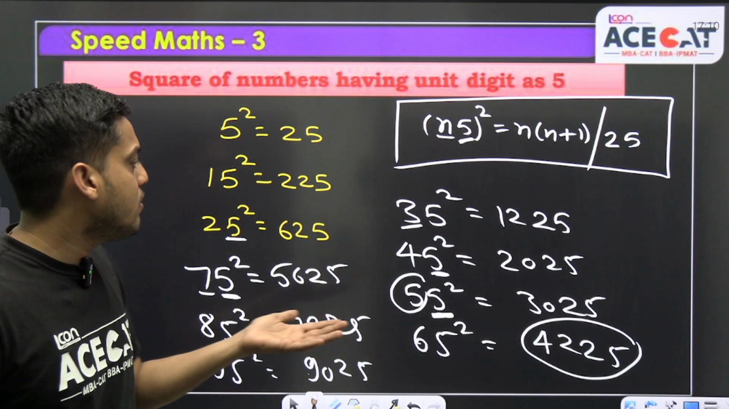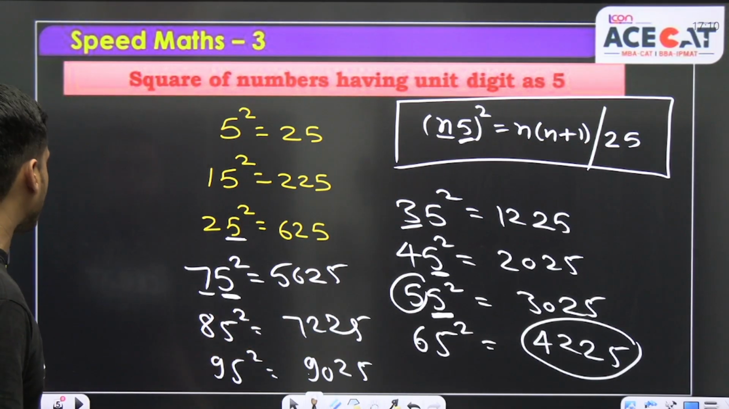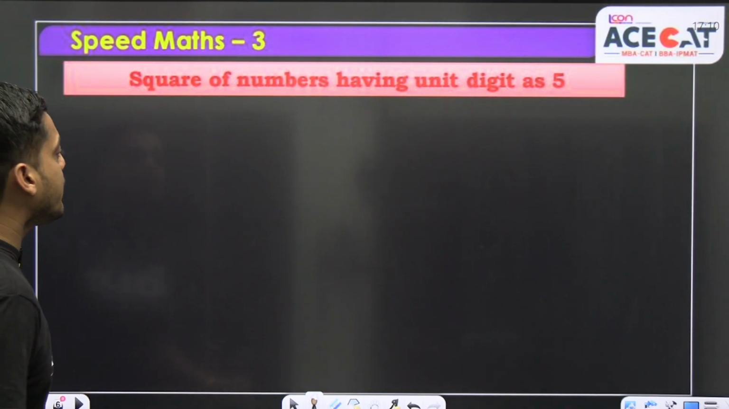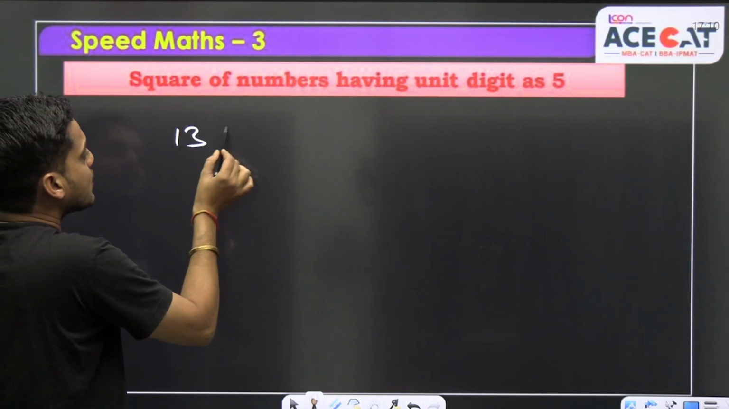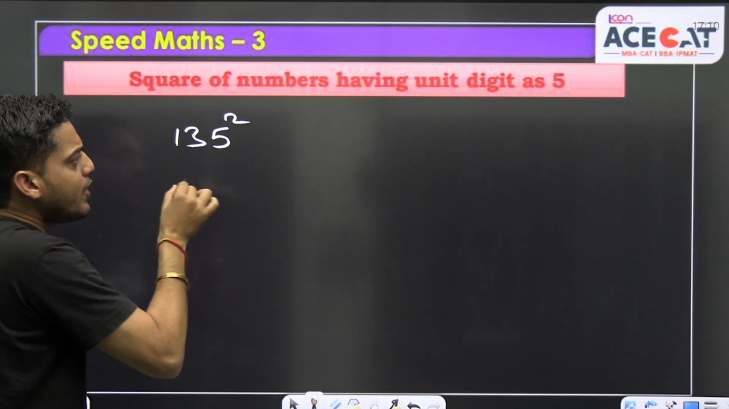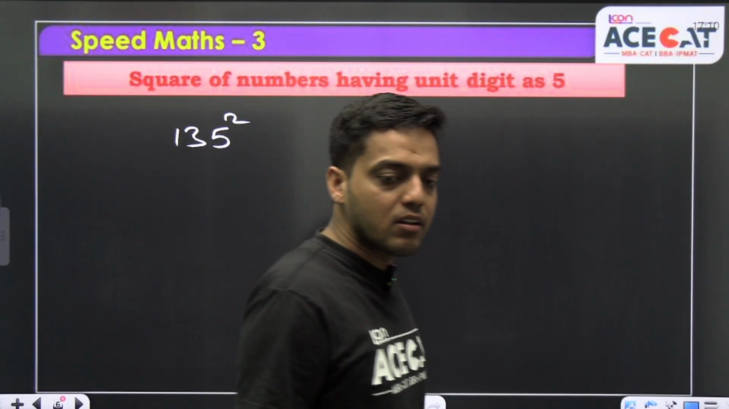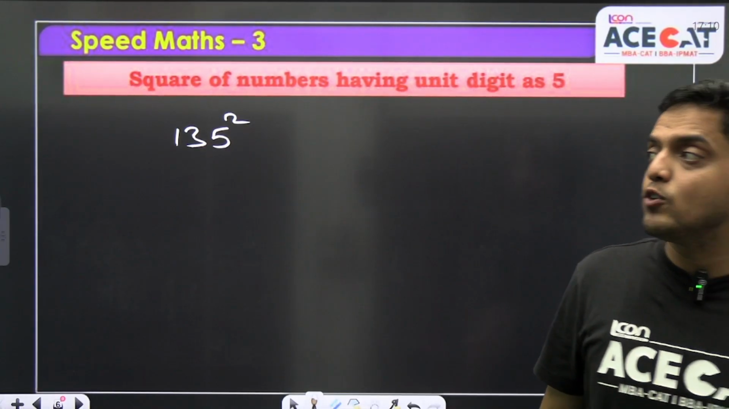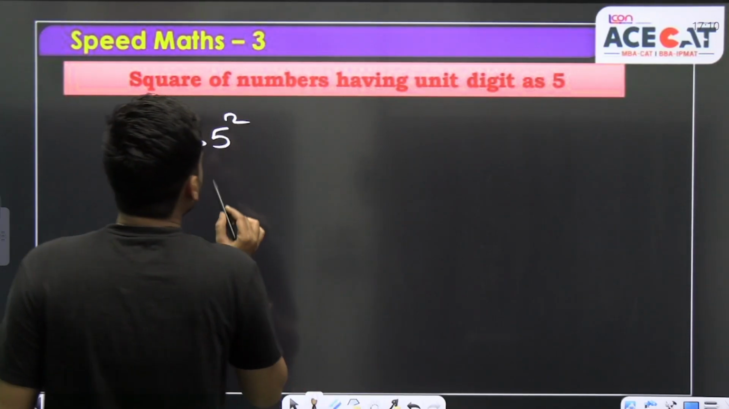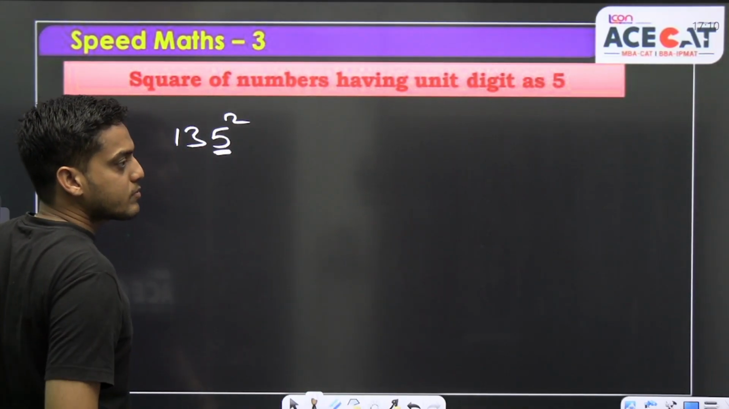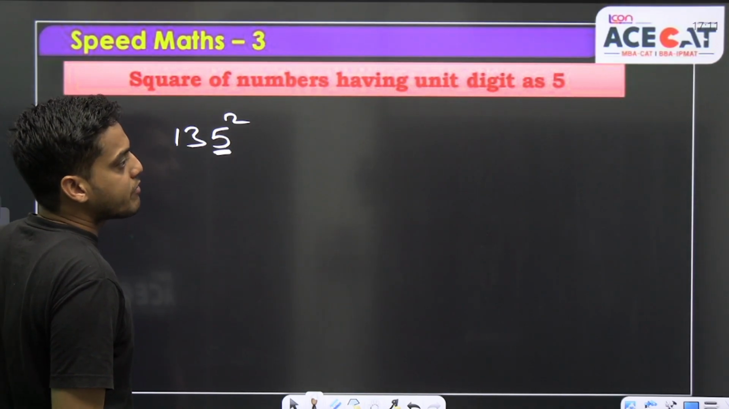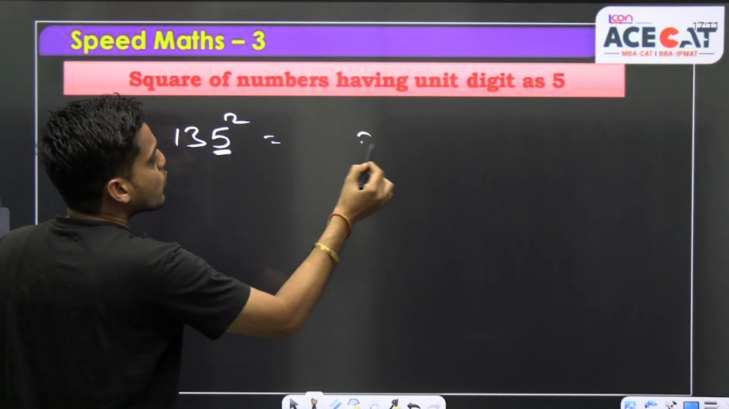There might be a doubt in your mind, guys. What will happen if we are having a number like this, 135 square? Will this trick be helpful there? Yes, definitely it will be helpful there as well. In the end, you are having 5, so in the end, you will have 25 for sure.